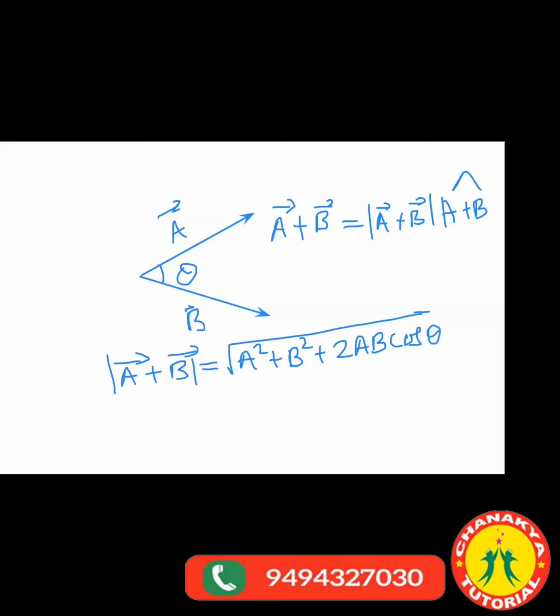Please, someone confirm. Yes, sir. Now, the interesting thing is, how will you find its direction? No need to memorize any formula actually. You guys note it down.